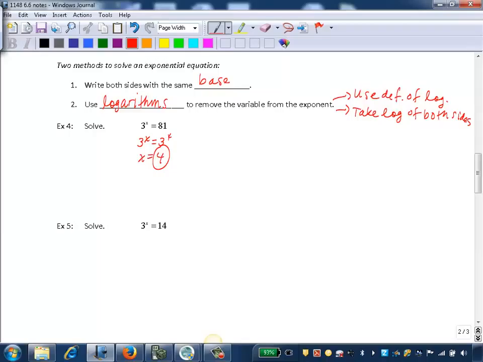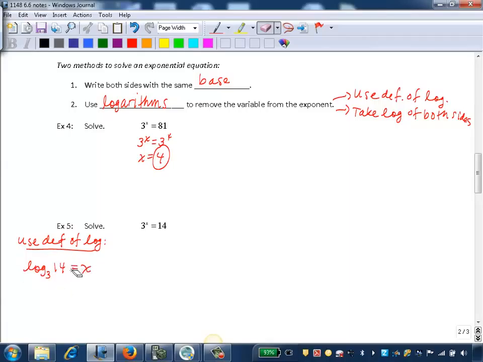Okay, so on example 5, the first way here is to use the definition of a log. This is the most direct way. So I can write this as an equivalent equation using logs. Remember, the base of the log is the base of the exponent. So my base of my exponent here is 3, so the base of my log is going to be 3. And then we take log base 3 of 14, and that's going to equal the exponent. Remember, the logarithm is always equal to the exponent of the base. So right here, we solve for x.